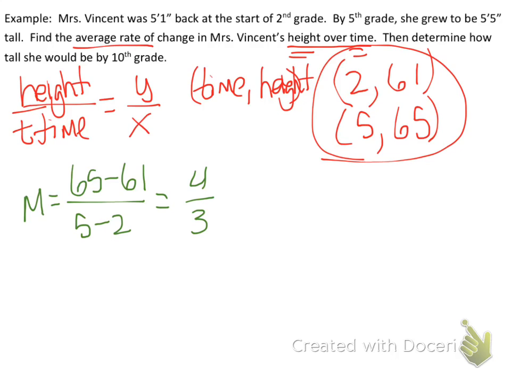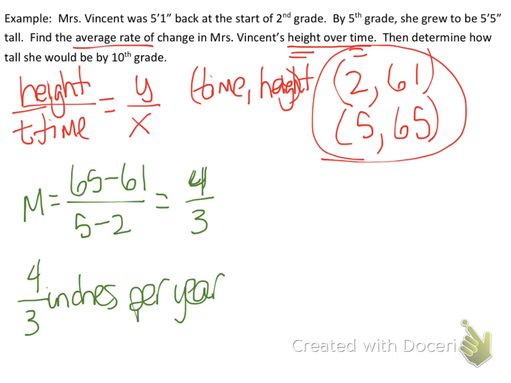So you should have gotten a slope of 4 over 3. So 4 inches in 3 years, or as a unit rate, this is 4/3 inches per year. Now, determine how tall she would be by the 10th grade. So we could write an equation for this, but let's just think about this logically. 10th grade is 5 years after 5th grade.